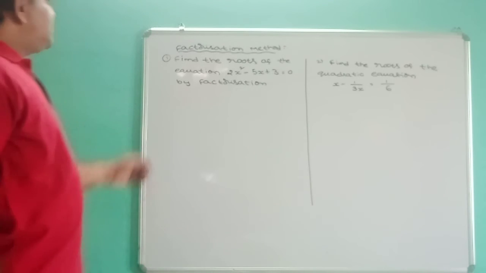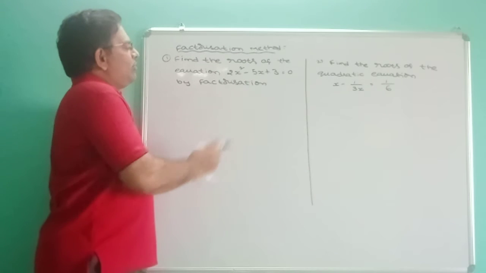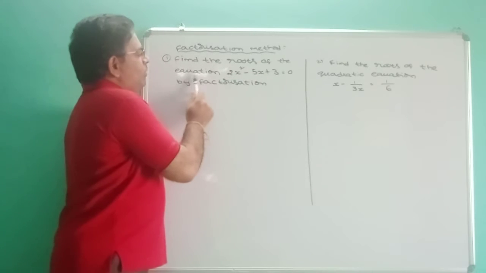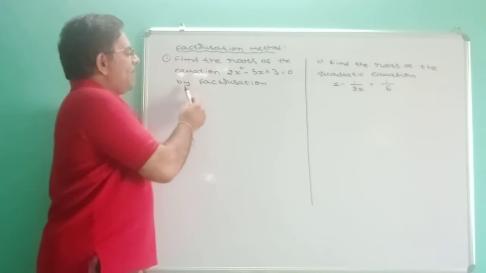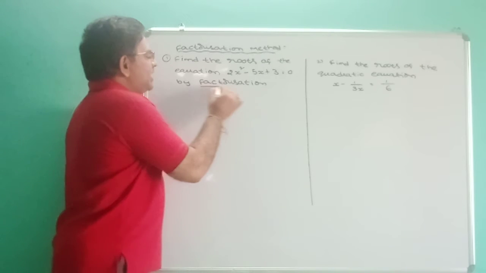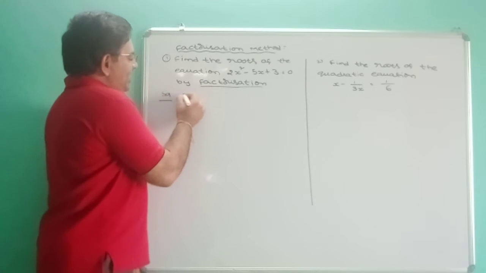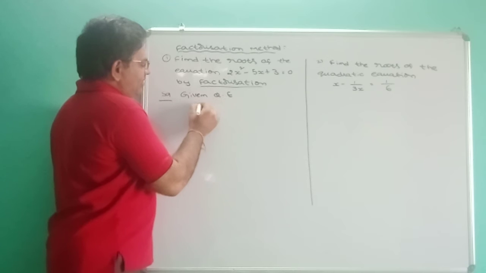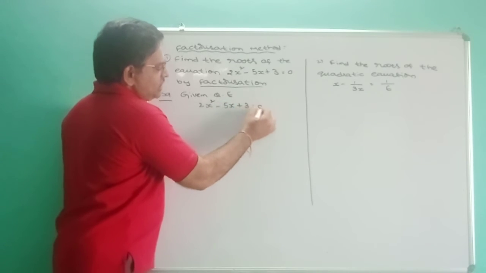Now if you see, by using the factorization method, two problems are given. How to solve with the help of the factorization method? Find the roots of the equation 2x square minus 5x plus 3 equal to 0 by factorization. How to solve by using the factorization method? First, take the given quadratic equation: 2x square minus 5x plus 3 equal to 0.